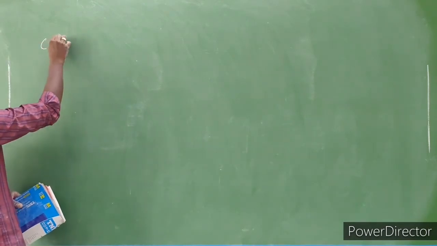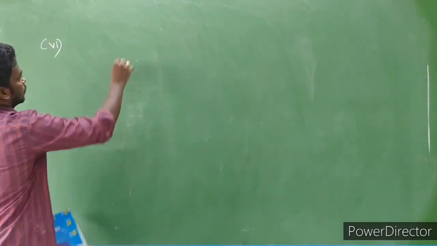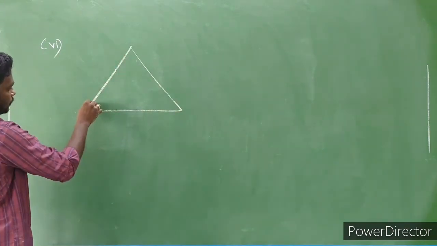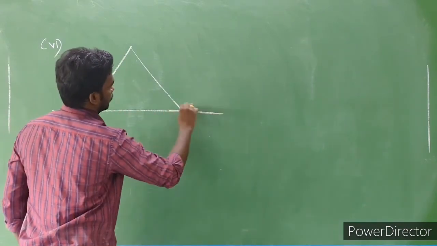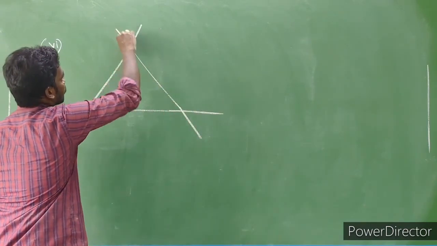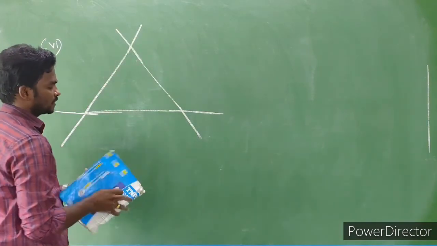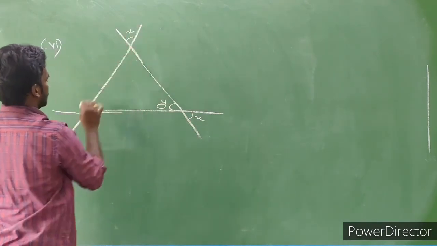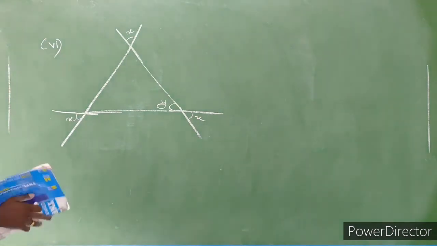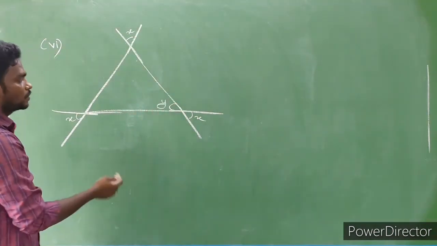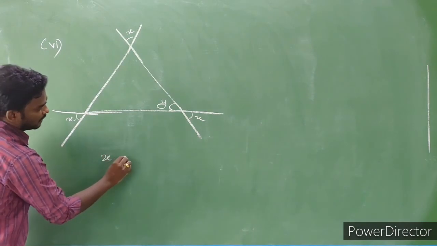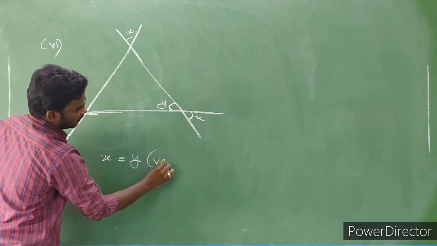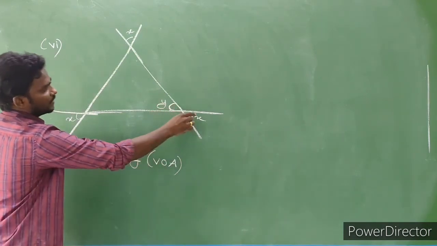So next, 6 to 1. In the 6 1 diagram, angle y is given, and this is angle x. So we want to find the angles x and y. How to find this? Angle x is equal to angle y because angles x and y are vertically opposite angles. These two angles are vertically opposite angles.